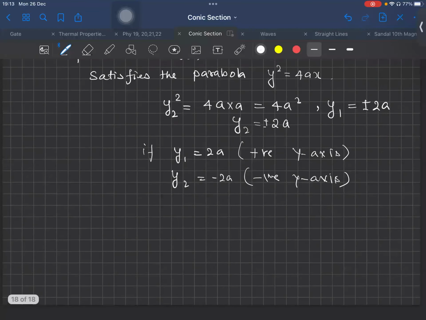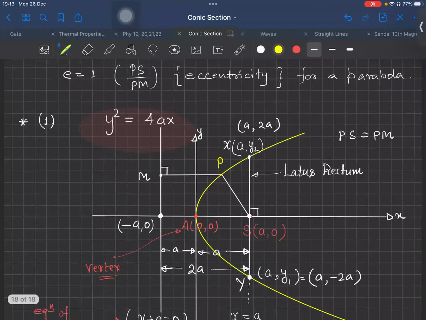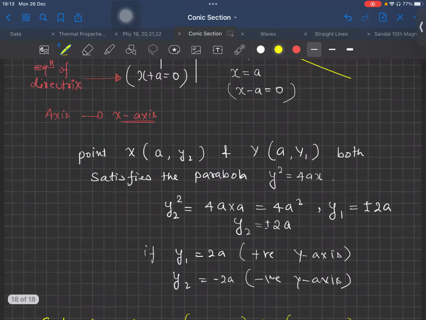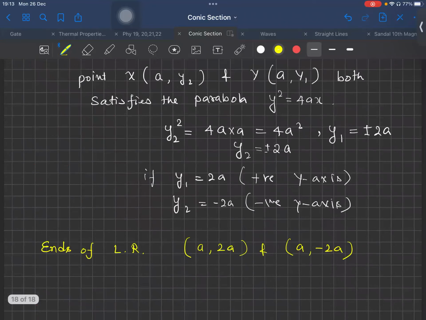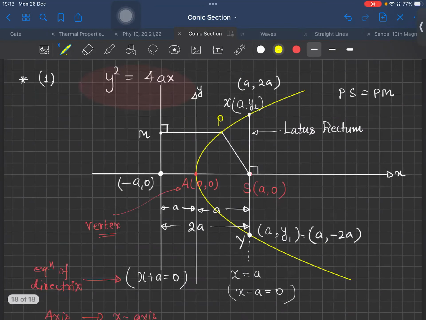Ends of latus rectum will be (a, 2a) and (a, -2a). For parabola y square is equal to 4ax, understand, we are discussing that parabola. So the length of latus rectum will be equal to 2a plus 2a, that will be equal to 4a. Okay, so length of latus rectum is 4a. Understood? So that's about y square is equal to 4ax.